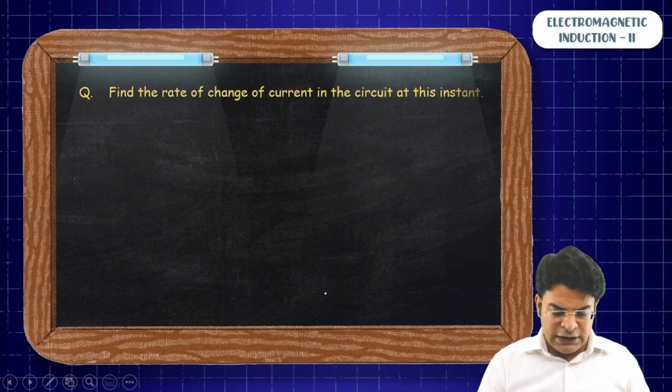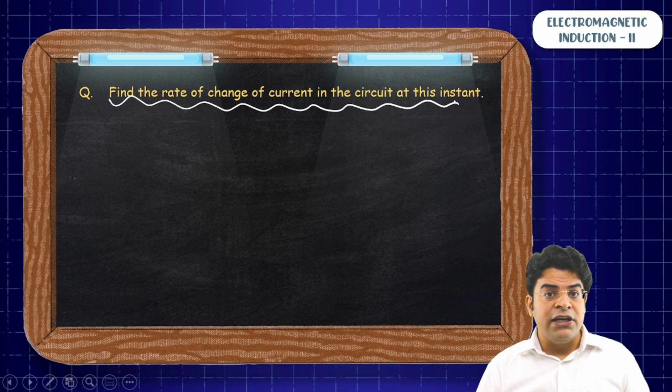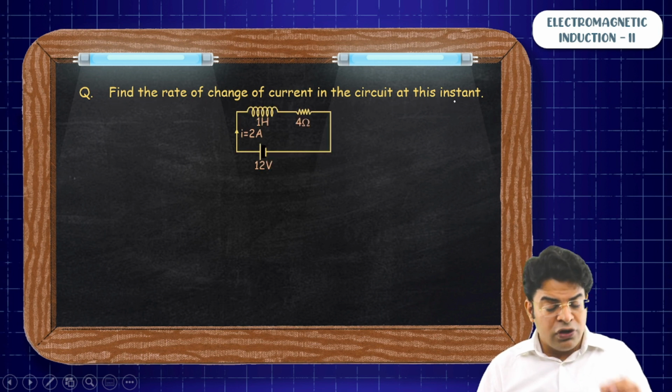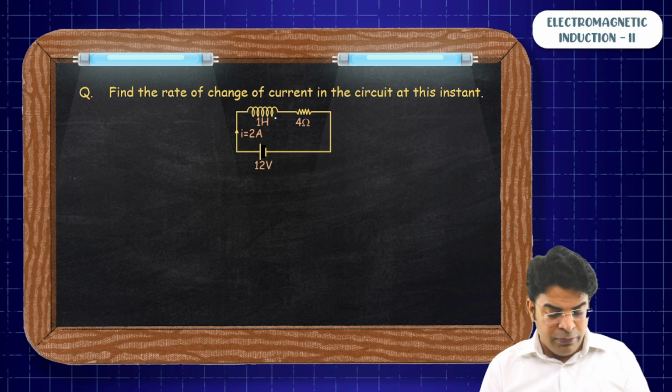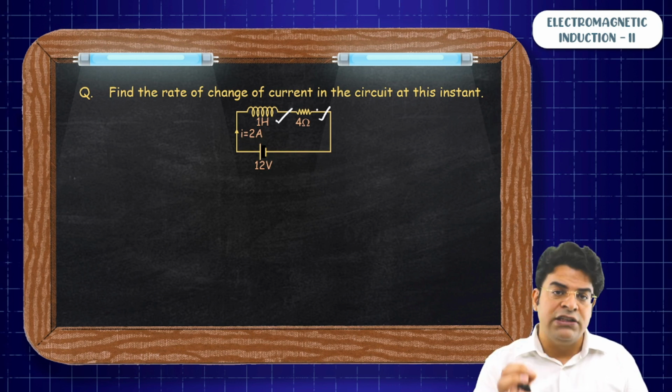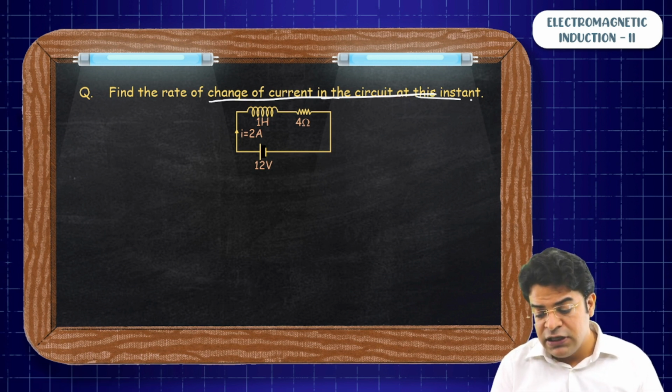Let's see one more example to understand it. Find the rate of change of current in the circuit at this instant. So here you have got this circuit. In the circuit you have a battery of 12 volt, a current of 2 ampere, an inductor of 1 Henry and a resistance of 4 ohm. Your mission is to find the rate of change of current in the circuit at this instant.